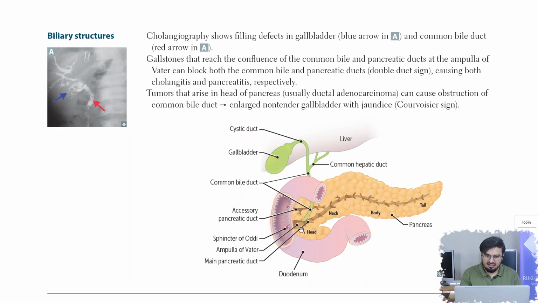the main pancreatic duct. Now the pancreas has two ducts. The first one is the accessory pancreatic duct, the second one being the main pancreatic duct. Why this is important is because, let's say a patient has a stone in the gallbladder, that might make its way through the cystic duct in the area around sphincter of Oddi. At this level, it's going to block both the common bile duct and the pancreatic duct. When that happens, both pancreatitis and cholangitis symptoms are going to appear.